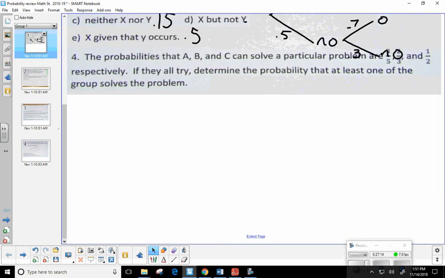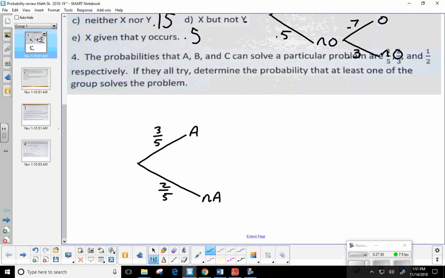Let's say we start with the first one, A, which is 3/5, right? So there is a 3/5 chance that A occurs, and there's a 2/5 chance that A does not occur. So I'll put NA for not A. Does that make sense? And then you could do the same thing for B. Let me go ahead and set the whole thing up.